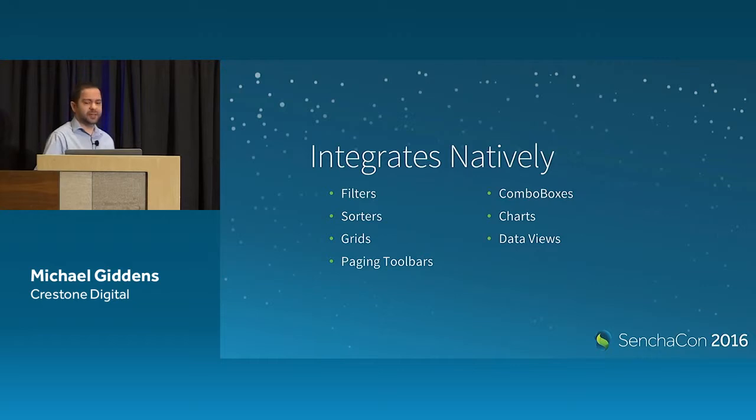So these components integrate natively into ExtJS and work directly with filters, sorters, grids, panels, combo boxes, charts, data views, even paging toolbars. Basically anything that is using a store can work with the Carto store. There are even a few extra things that our components do to leverage your Carto tables. We'll look at those in a bit.